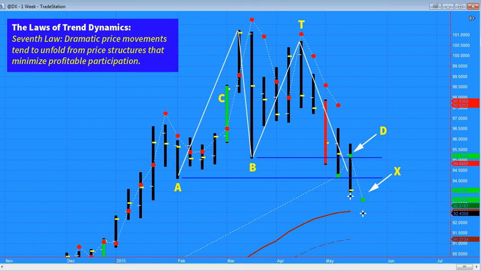But the clock reset and the alpha 1 signal reiterated as of the close of that week. So coming into the new week at X, we're actively stalking a long again in the lower daily time frame, as the trend dynamics seventh law filter is also primed because price has just minimized the potential for upside participation by violating the isolated low at A and B.